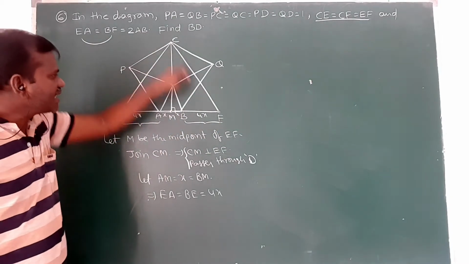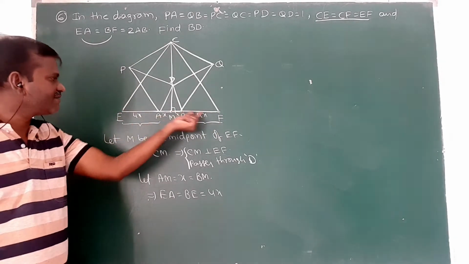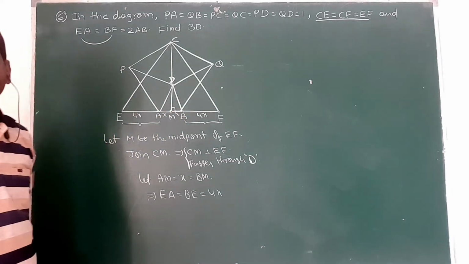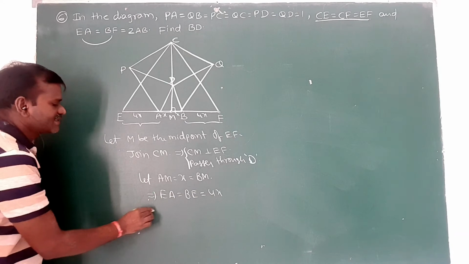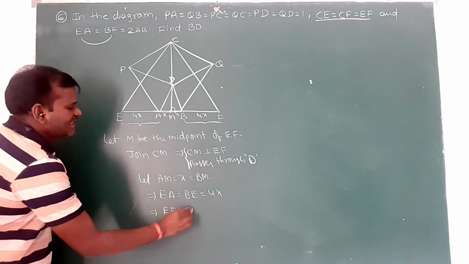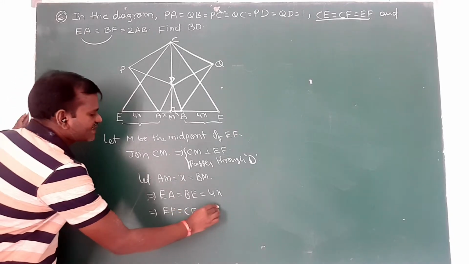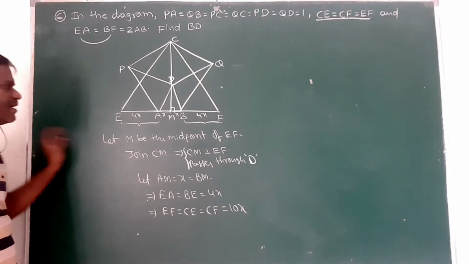And what is the side length here? EF length is equal to 5x and 5x, that is 10x. EF length is 10x. So EA is equal to BF is equal to 4x, which implies EF length is equal to CE length is equal to CF length is equal to 10x. Why? Because that is an equilateral triangle of side 10x.